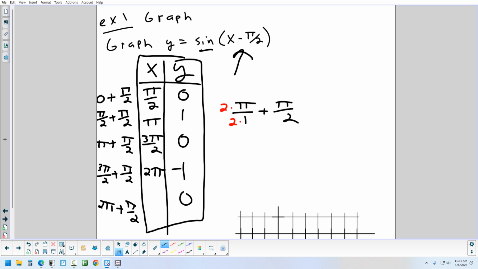And now, if you write everything with a denominator of 2, you should start to see a pattern. 1 pi over 2, 2 pi over 2, 3 pi over 2, 4 pi over 2. What do you think the last one is? 5 pi over 2. Once I see the pattern, I generally go with that. What would be the next one after 5 pi over 2 not reduced? 6 pi over 2, 7 pi over 2, 8 pi over 2, 9 pi over 2. That would be the next cycle. And then you would just repeat the 0, 1, 0, negative 1 pattern. Okay, so that's your table.